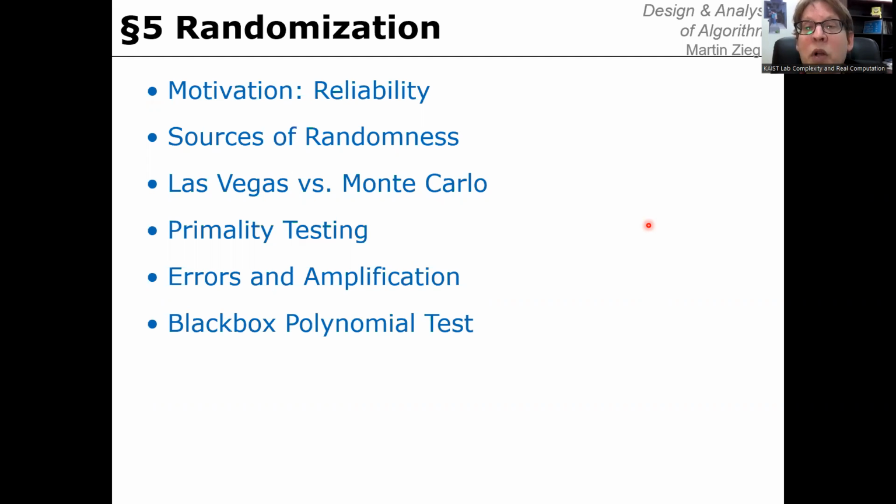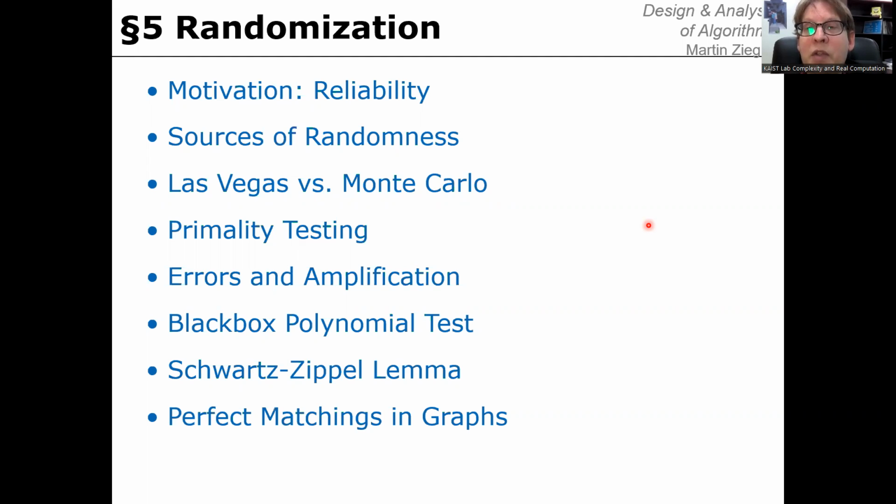Another application is polynomial testing, testing whether a black box multivariate polynomial is identically zero or not, using randomized evaluation and analyzing that. The analysis hinges crucially on a famous lemma. It's called the Schwartz-Zippel lemma, but it had been found before. And we then discuss an application of that black box polynomial test, analyzed using Schwartz-Zippel, in testing whether a graph admits a perfect matching or not.